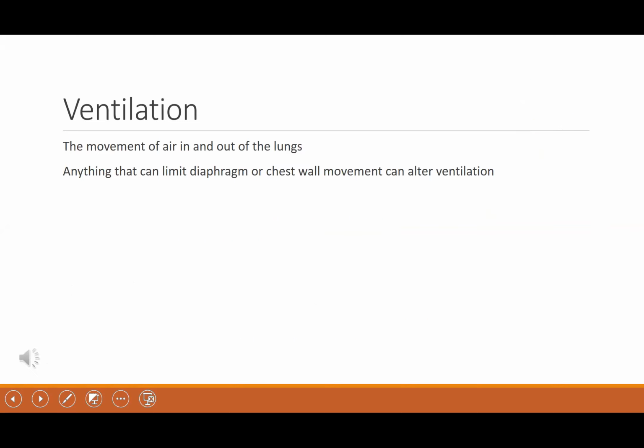Okay. All right. So we just talked a little bit about this. The very first introduction to ventilation, the movement of air in and out of the lungs. So what kind of things affect ventilation? Anything that can limit the diaphragm or the chest wall from moving can alter ventilation.